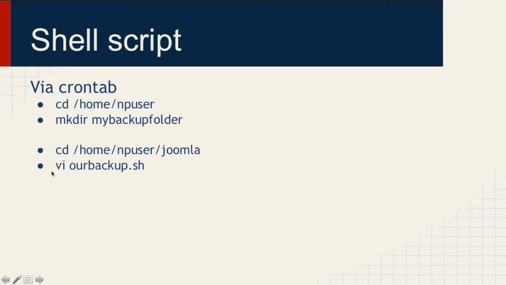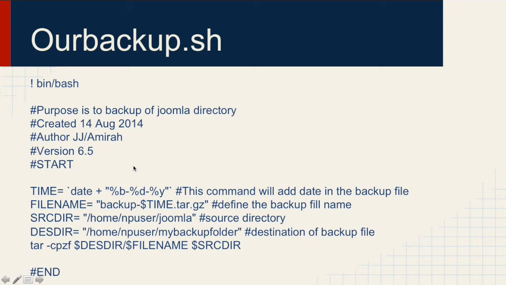This is for the backup from our Joomla directory to go into our backup folder. The next step, we go to our Joomla directory and vi a new file, which is our backup.sh, the shell script. So this is our backup.sh. We first put the #!/bin/bash, and then we put time. Time is a variable, date and all this. The command will add the date in the backup file.